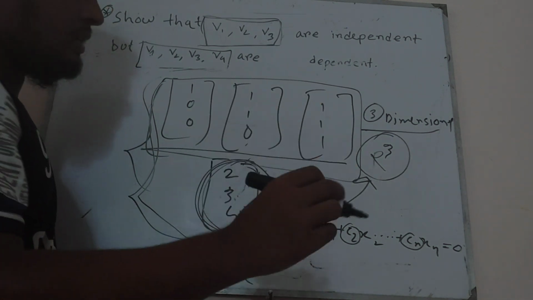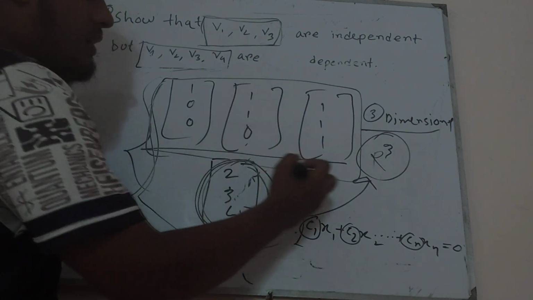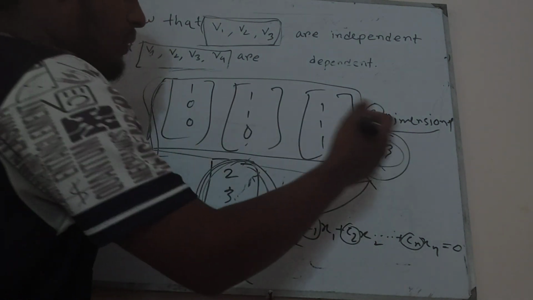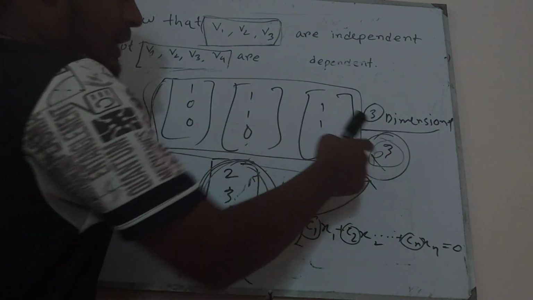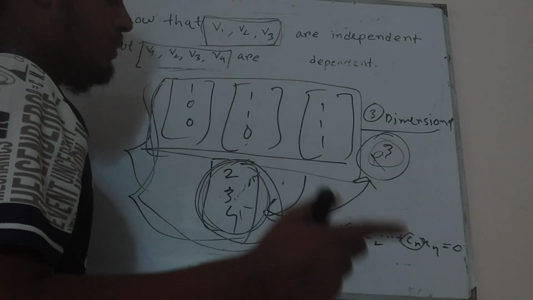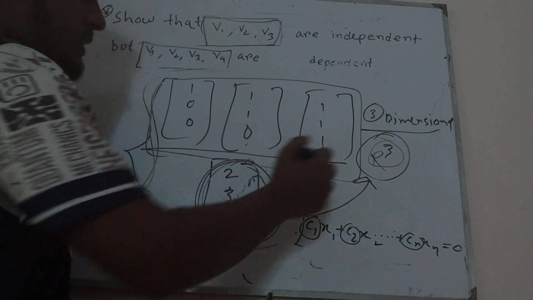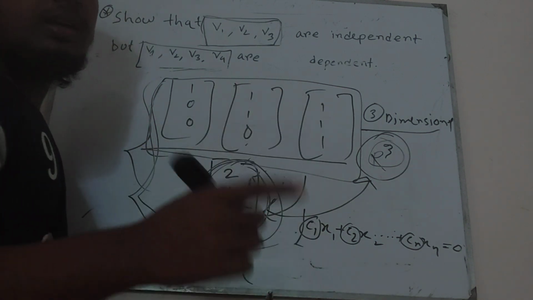And the easiest way is that these vectors are in R3 space, and we are taking a combination of 4 vectors of R3. So we can easily say that these 4 vectors are linearly dependent.